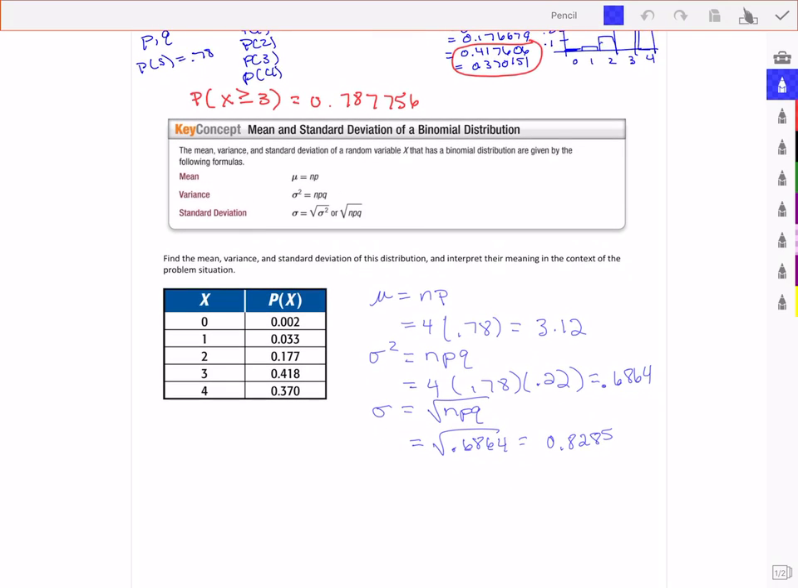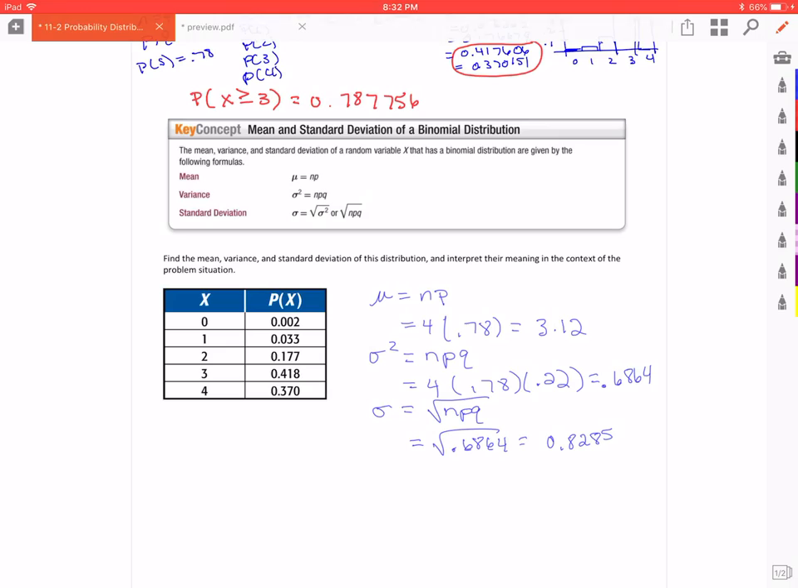Okay. So that's telling us that on average, 3.12 of 4 seniors would say they've got plans, and it's spread out by about 0.6864, and most of our data is going to be right close to our 3.12 plus or minus 0.8285. Okay? All right, so that should finish up the section, and you should be able to finish the homework worksheet that I gave y'all yesterday.